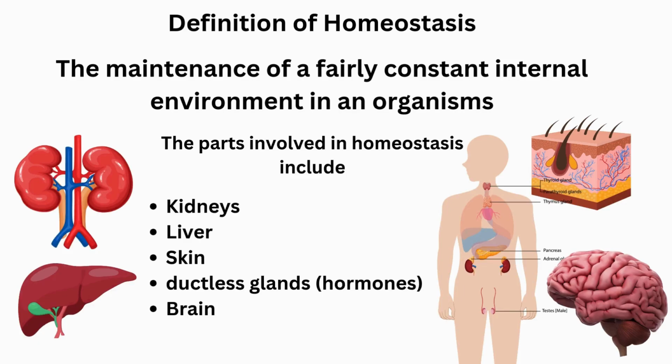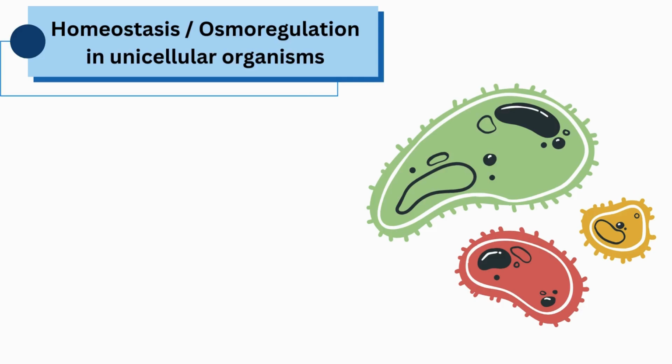So, in simple terms, homeostasis is the maintenance of a fairly constant internal environment in an organism, and the parts involved in homeostasis include the kidneys, the liver, the skin, the ductless glands and hormones, and lastly, the brain, which controls all activities. Let us look at homeostasis or osmoregulation in unicellular organisms.